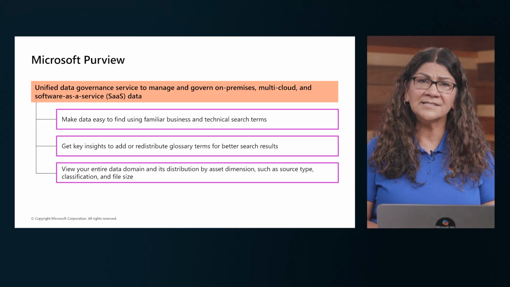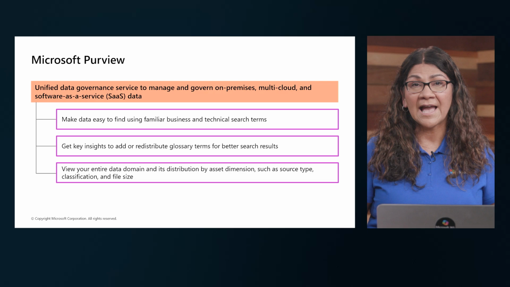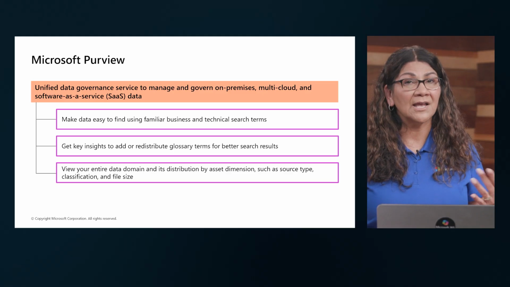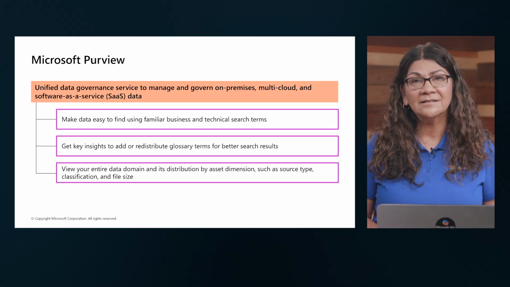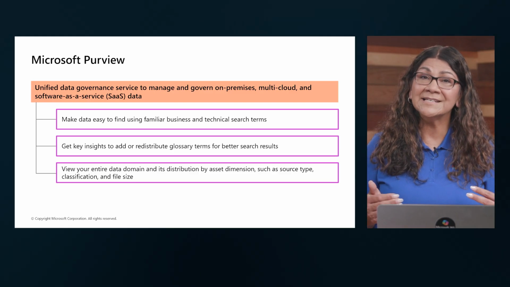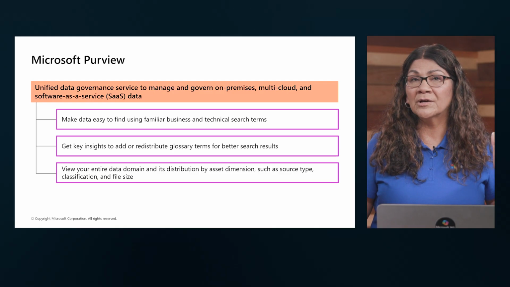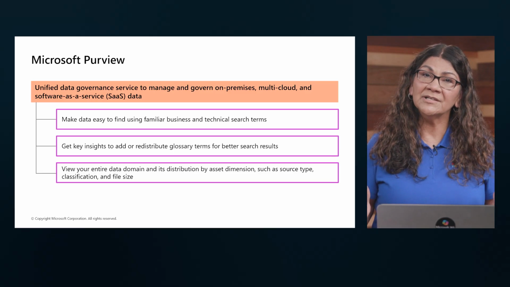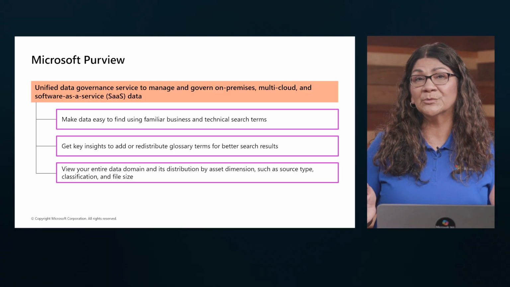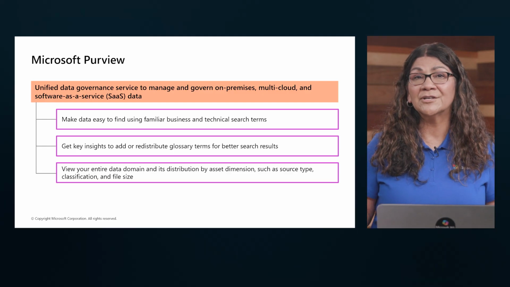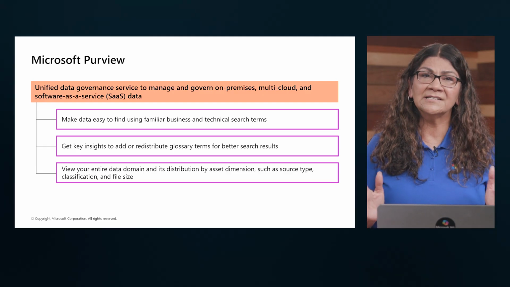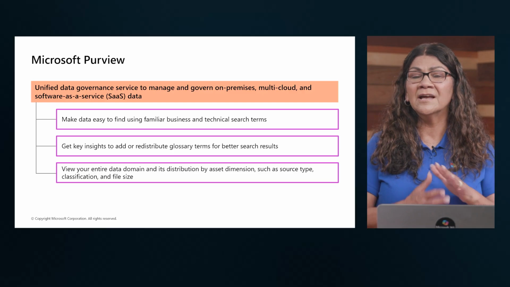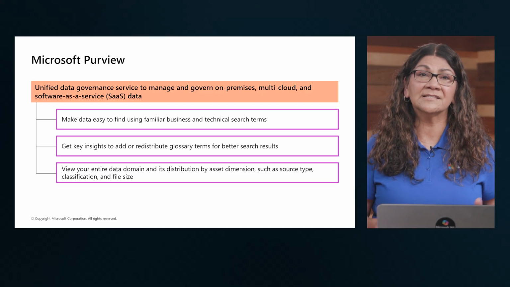Users can also visualize their entire data domain by asset dimensions such as source type, classification, file size, and more. Purview automates scanning and classification, integrates our metadata into the centralized view, and supports secure access management. This empowers data curators to enforce governance policies and enables data consumers to confidently discover and use trustworthy data, making it ideal for enterprises seeking to enhance compliance, transparency, and operational efficiency across their complex data landscape.